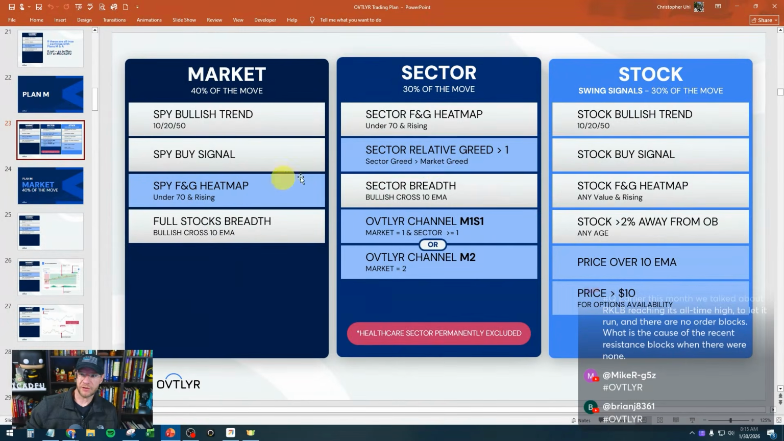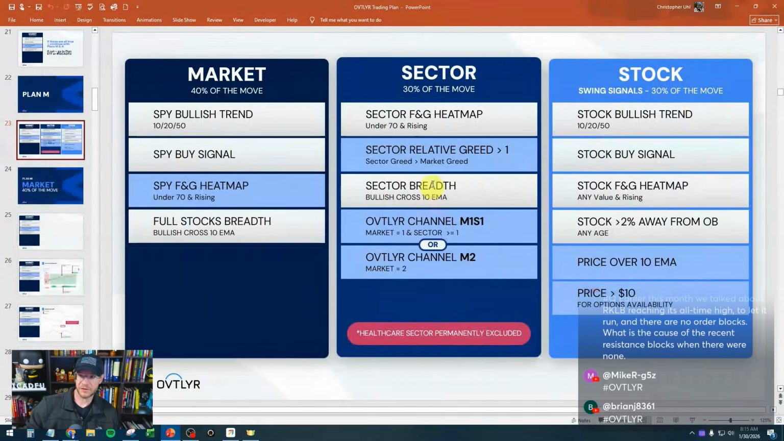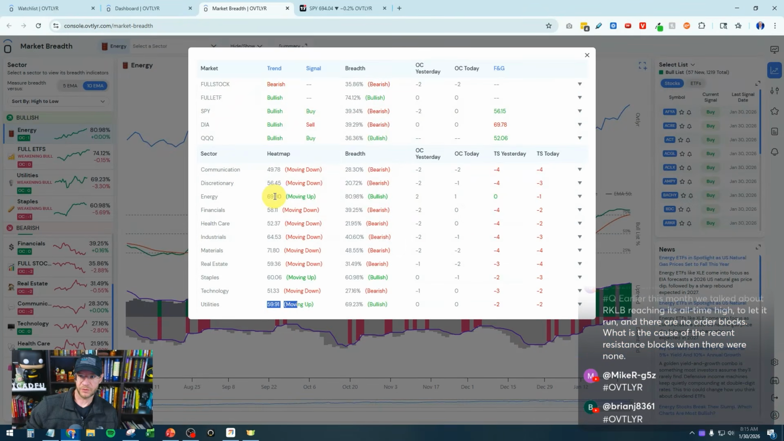So when I'm looking to trade, I want to make sure that the sector relative greed is greater than 1. So I look at the sector greed versus the market greed. So I'll compare the SPY at 56.15 to everybody else. Which sectors are greater than 56.15? You've got discretionary, financials, industrials, materials, real estate, staples, and utilities. And so several of them do have a relative greed score greater than 1. But on that fear and greed, I want to see it under 70 yet rising. So we'd be looking at energy under 70 and rising, staples under 70 rising, and utilities under 70 rising. But yeah, both of those are greater than the SPY.